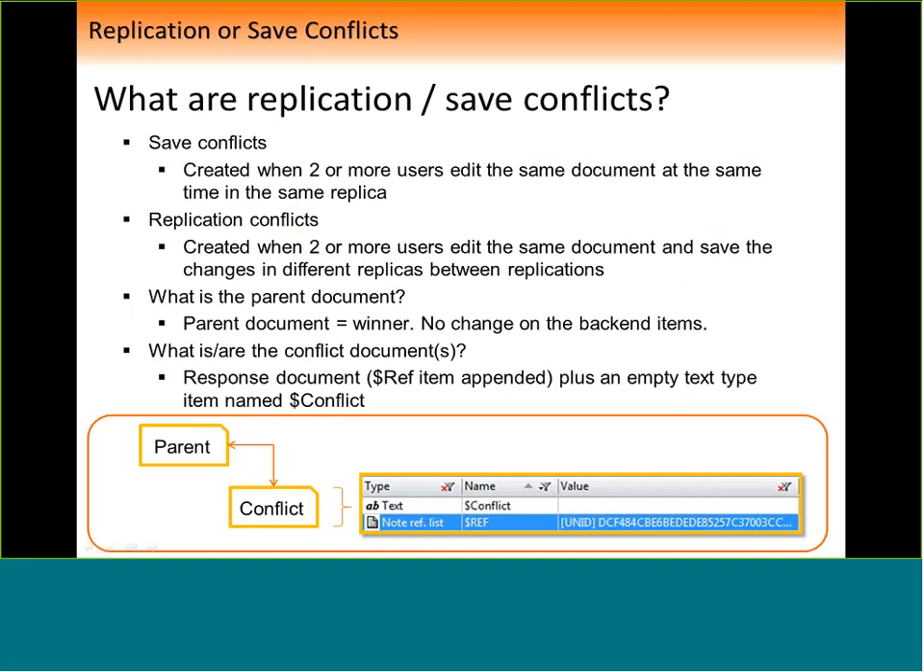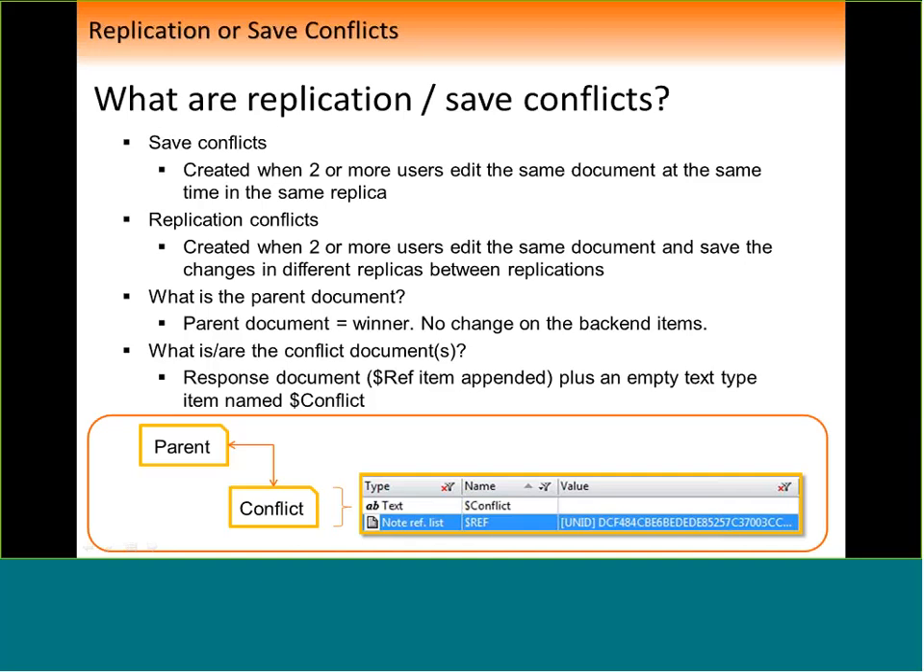So basically, we have to differentiate what is a save conflict and what is a replication conflict, because they are slightly different, quite different actually, but we still end up with a conflict. A save conflict is when 2 or more people are editing the exact same document at the exact same time, and the key here is in the same replica. So that's a save conflict.